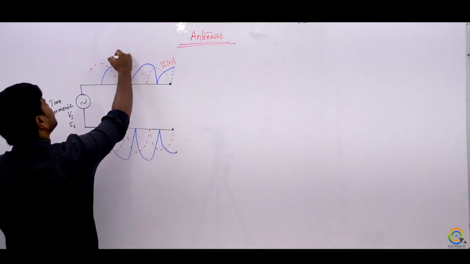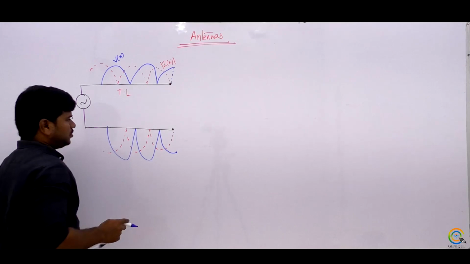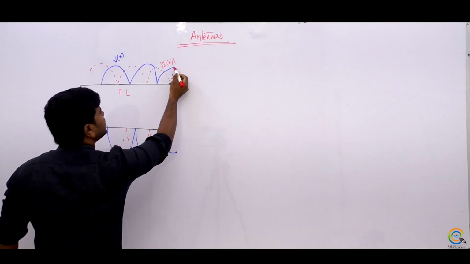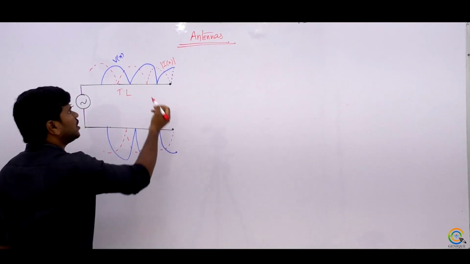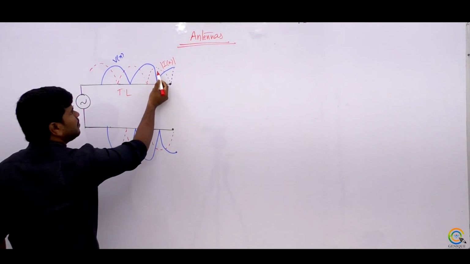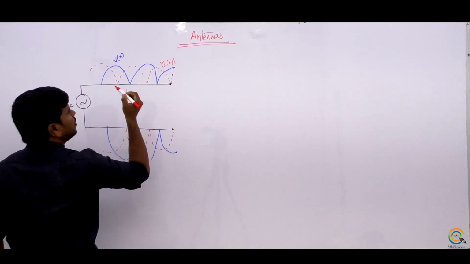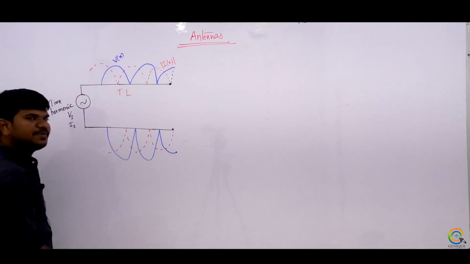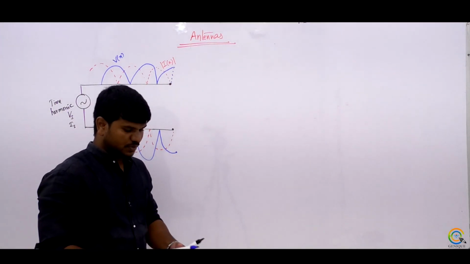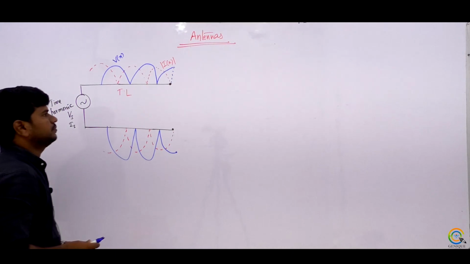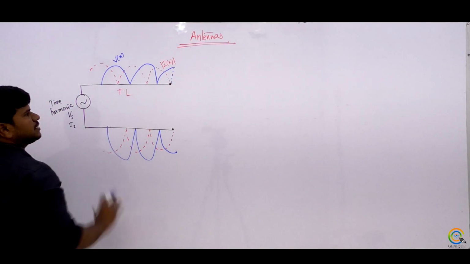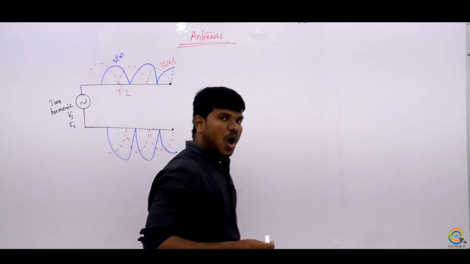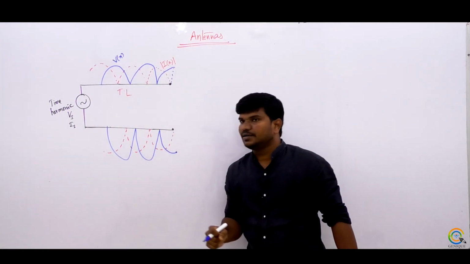So this is called V of x. If you clearly observe this, wherever there exists a current minima, there exists a voltage maxima. Wherever there exists a current maxima, there exists a voltage minima. So it is just a transmission line kept open. Now you should know that because of this, voltage and current standing waves are generated on the line.